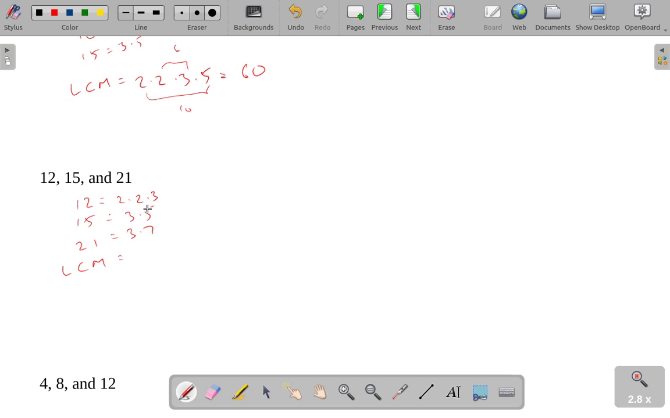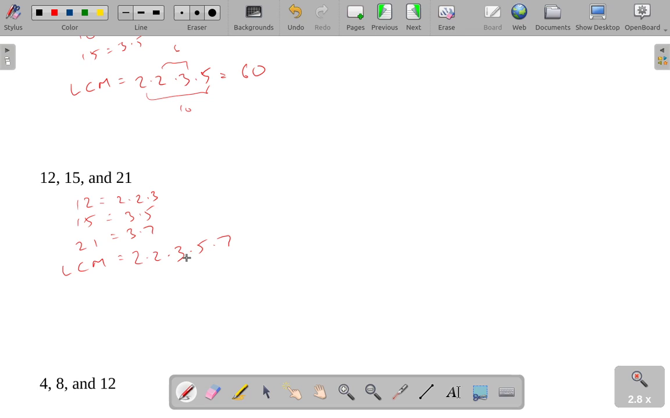So the least common multiple here, I'll look through the 2's. This one says I need 2 2's, and the other 2 don't care. This one says I need a 3, this one says I need a 3, this one says I need a 3, so they're all happy if I have exactly 1 3. This one says I need a 5, and this one says I need a 7. It looks like, yep, that's everything.